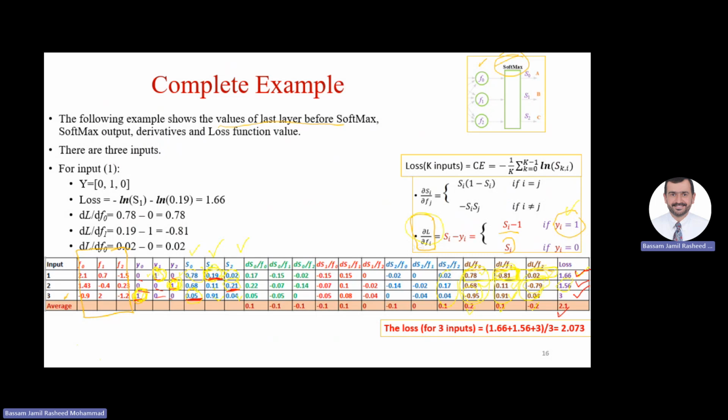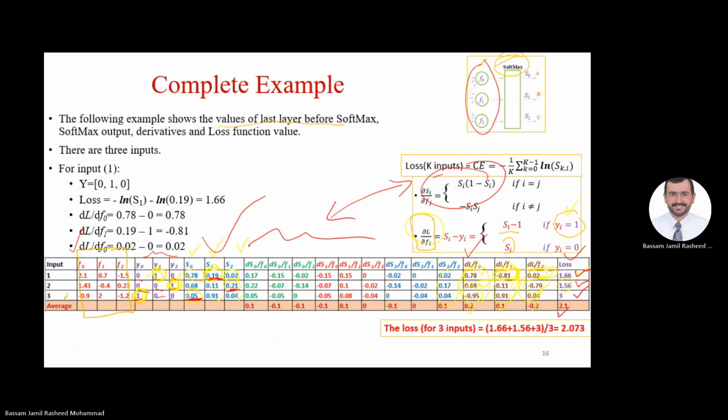So what did I do in this example? I gave you the values of these functions, and I gave you the expected outputs, the Y's, and I asked you to compute the S's. I asked you to compute the derivatives of the loss function with respect to the F's. And I asked you to compute the loss functions. Those are intermediate values. I'll leave computing them to you to do yourself. It corresponds to this equation right here. You have to follow the equation. Very systematic in the computation. There is nothing difficult in them. Is this clear?